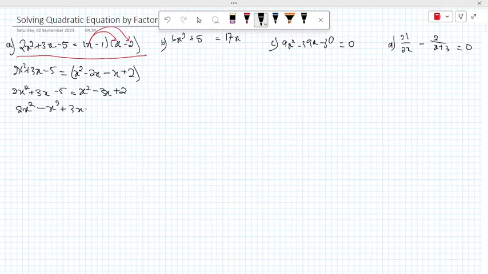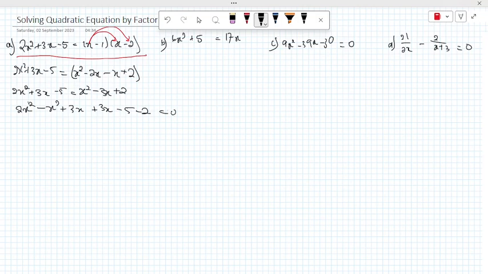Plus 3x. Then this minus 3x, when it jumps the equal sign, becomes plus 3x, so it's gonna be plus 3x. And then we have a constant minus 5, and then when this plus 2 jumps the equal sign, it's gonna be minus 2, right? It's equals to 0.